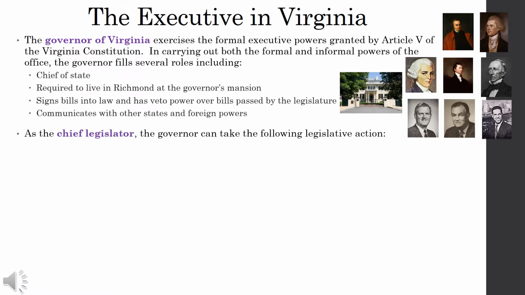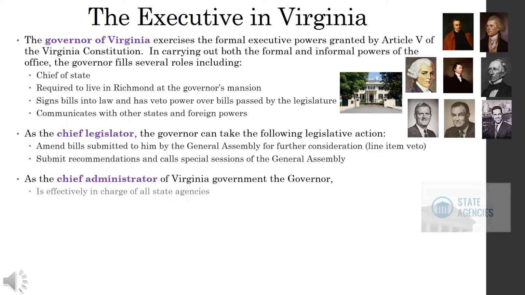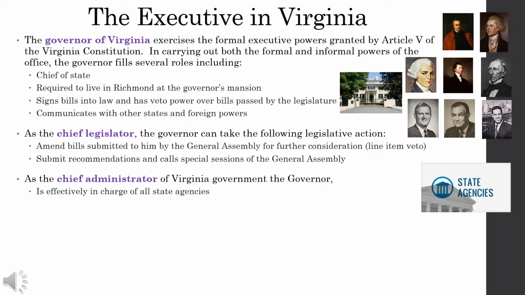As the chief legislator, the governor can take the following legislative actions. He can amend bills submitted to him by the General Assembly for further consideration. We call that a line item veto. And he submits recommendations and calls special sessions of the General Assembly. As the chief administrator of Virginia government, the governor is effectively in charge of all state agencies, and he has the power to fill vacancies unless the position is appointed by the legislature.